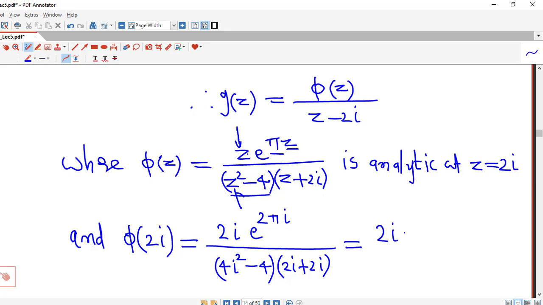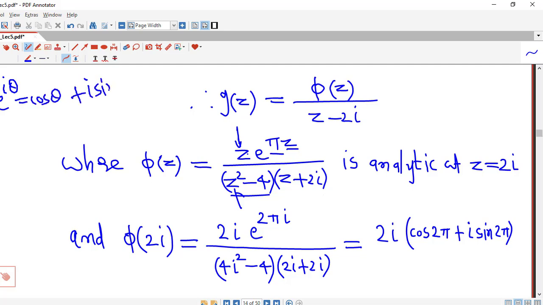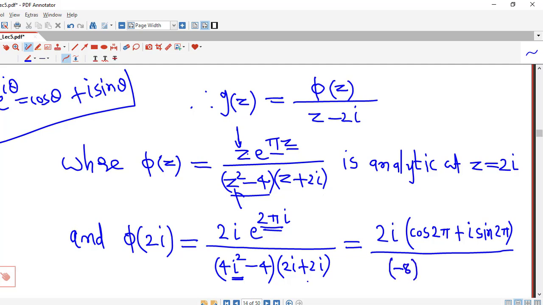So this is 2i. We can use that formula, Euler's formula, e raised to i theta is cos theta plus i sin theta. So e raised to i into 2 pi is cos 2 pi plus i sin 2 pi. We are using Euler's identity, e raised to i theta equal to cos theta plus i sin theta. Here theta is 2 pi, so we put theta equal to 2 pi. Here if we put i square equal to minus 1, we have minus 4 minus 4, that is minus 8, and this is 4 into i.